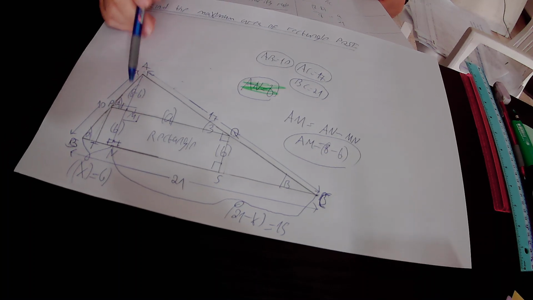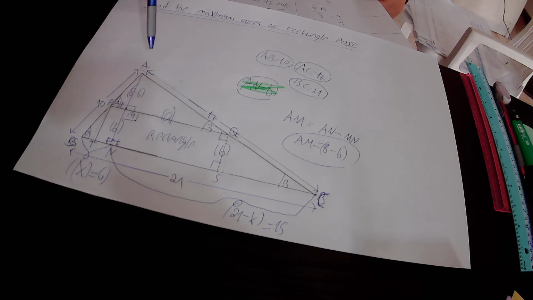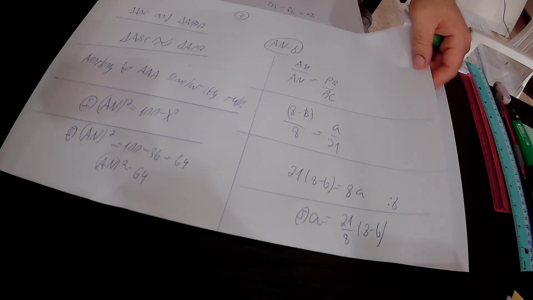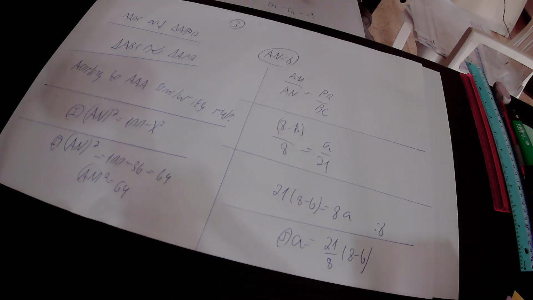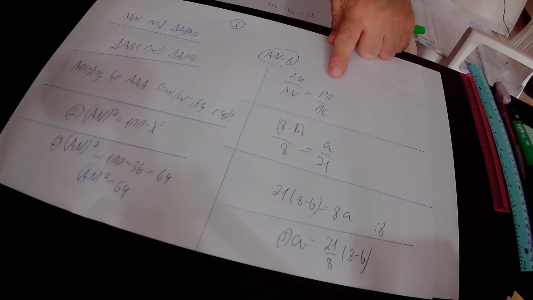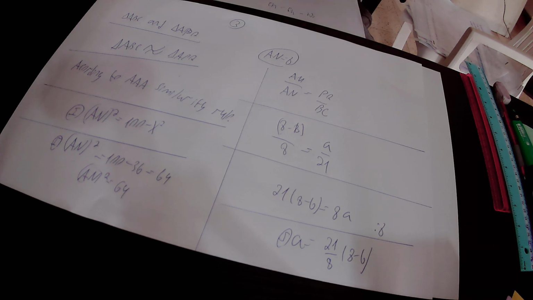That the height AM of the small triangle APQ over the height AN in the big triangle ABC equals AQ over BC. Again, we derive that AM over AN, that is the ratio between the heights of the two triangles, equals PQ over BC, the ratio between the sides of the two similar triangles.